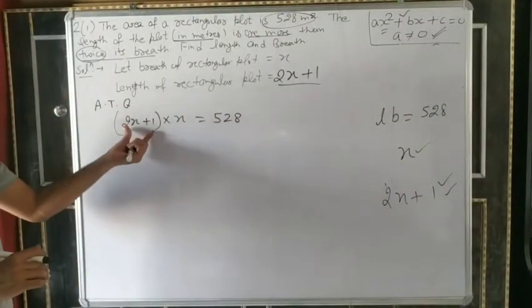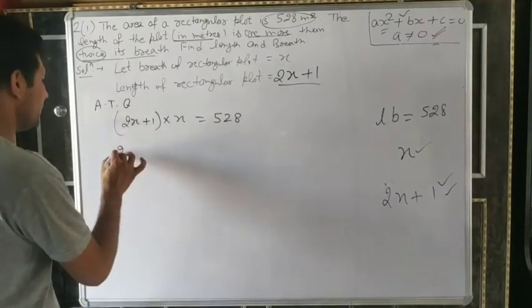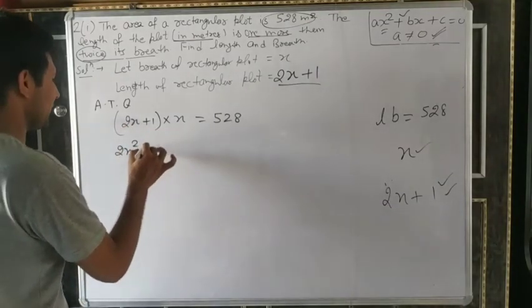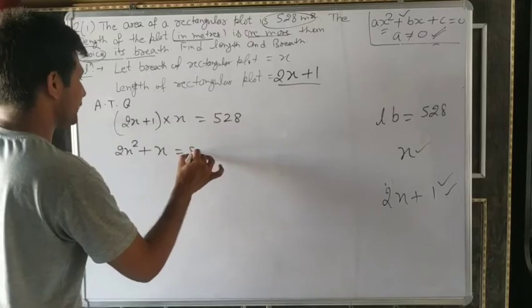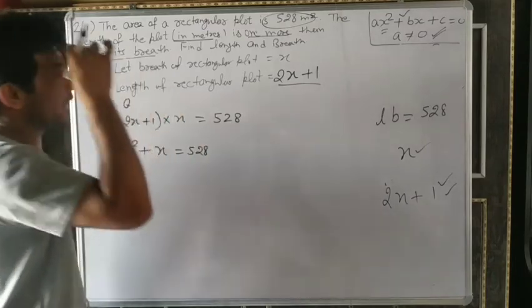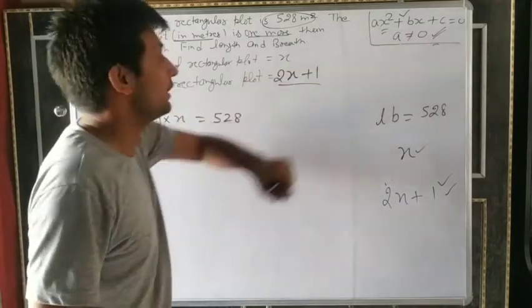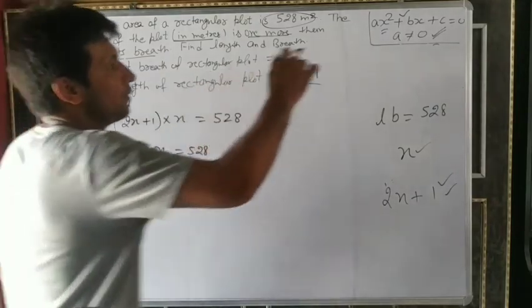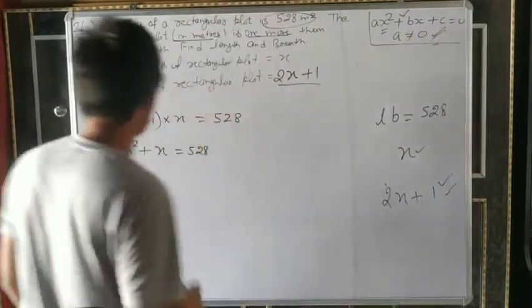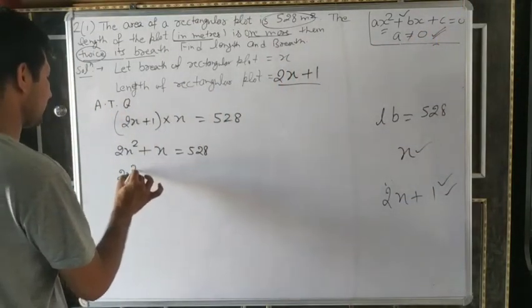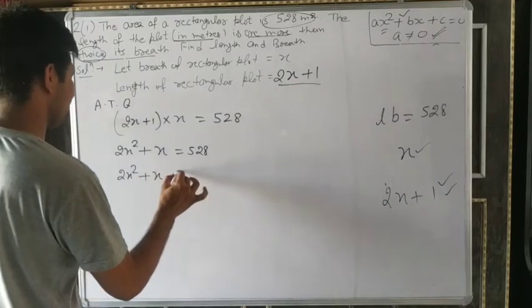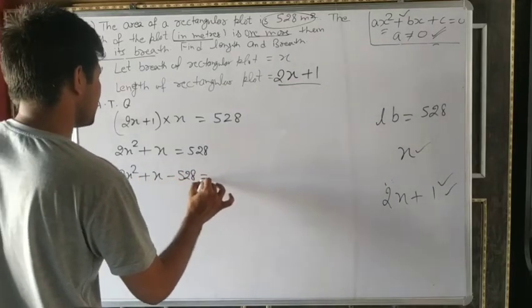x is multiplied outside the bracket. So it means 2x square plus x equals 528. We want to make a quadratic equation, so we will write the right-hand side as 0. So it means 2x square plus x minus 528 equals 0.